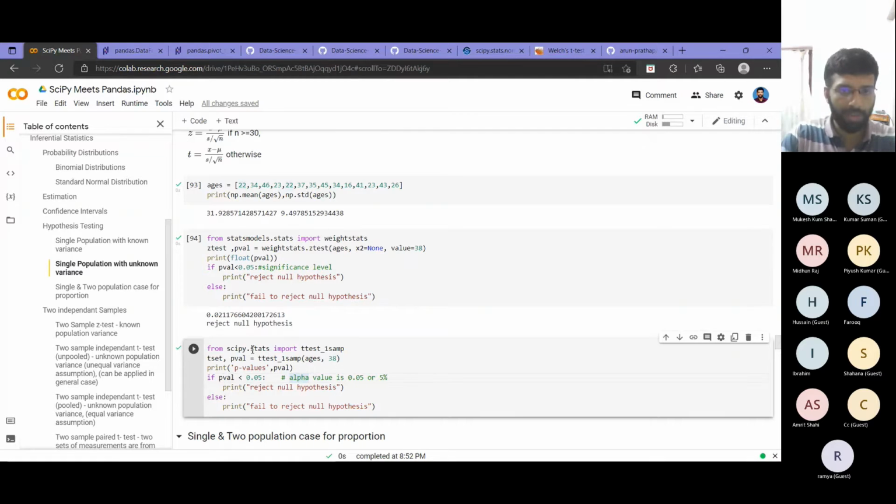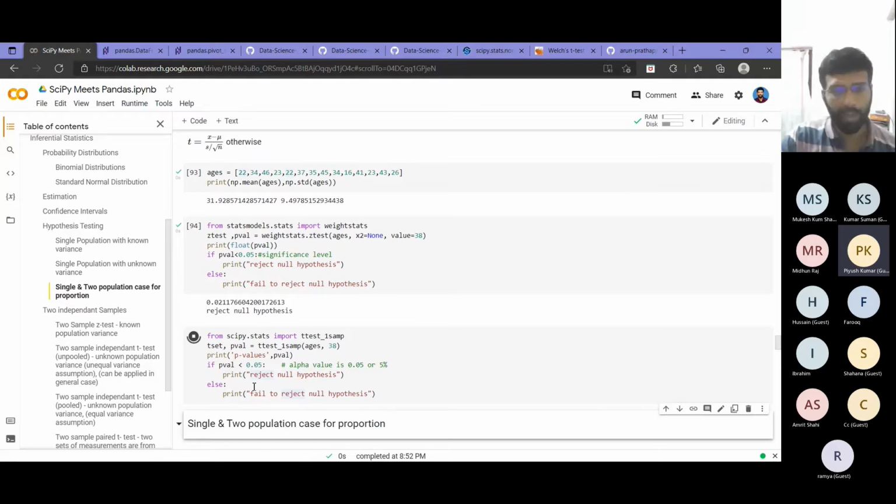So there what we will use is the same SciPy stats module that we saw earlier. It has a ttest_1samp. One sample stands for the test we are doing on a single sample of the population. So I just have to pass ages and the 38, my assumed mean value. Similar to the z-test, I will get the p-value. Then I can test whether it is less than 0.05 or greater than that, and I can print my outcome.